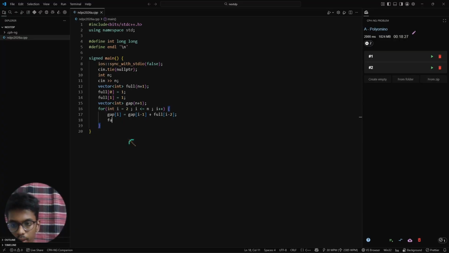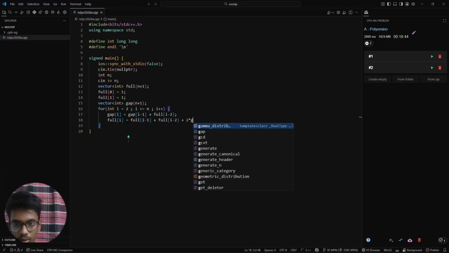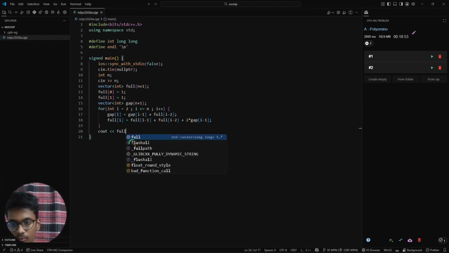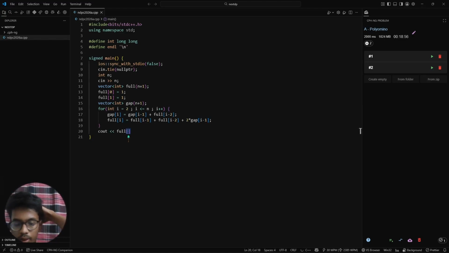Then we need to compute full of i. Full of i is equal to full of i minus 1 plus full of i minus 2 plus 2 into gap of i minus 1. And our answer would be this: we need to fully fill the 2 cross n grid, so full of n would be the answer. Done. Let's try to run this.